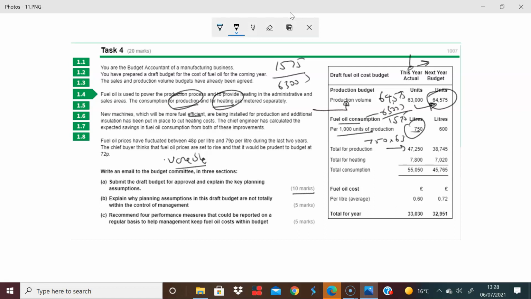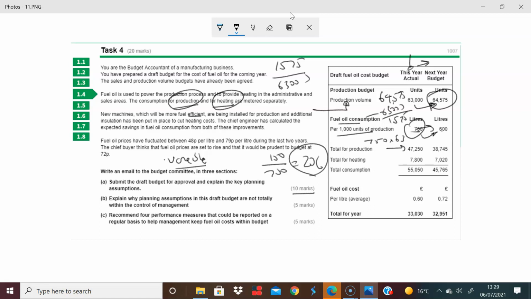So we can see that what they're actually assuming is a fall in the usage of fuel for these 1,000 liters, and that's another key assumption, and you can discuss the fall. 750 to 600 is a fall of 150. 150 over 750 is 20%. So you see a 20% fall in the consumption of fuel for every 1,000 units.